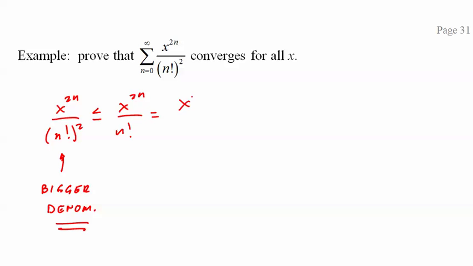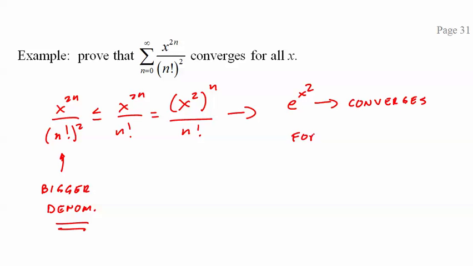This, by the way, is just the formula for e to the x, and in this case, it's e to the x squared. And I happen to know this converges for all real numbers. So if e to the x squared converges, then so does this.